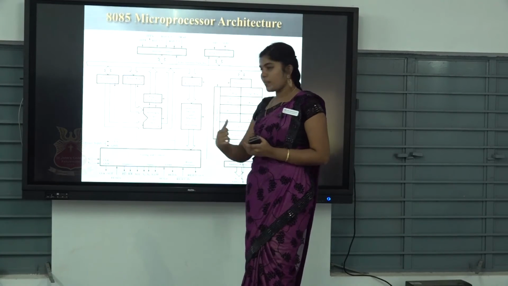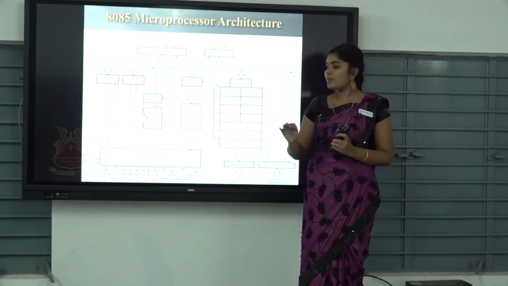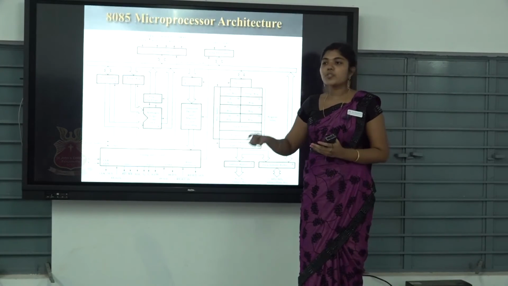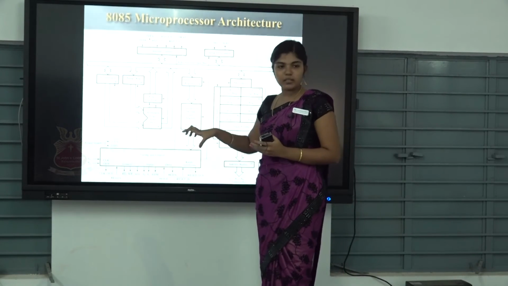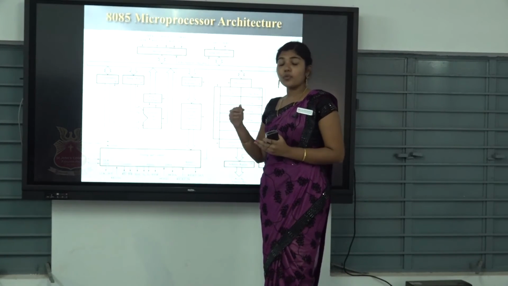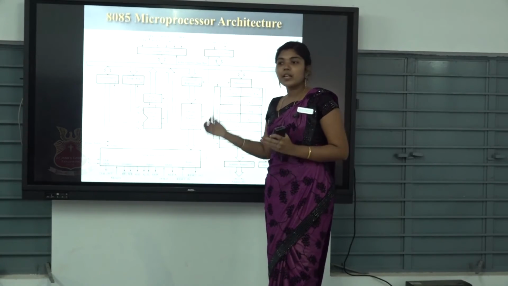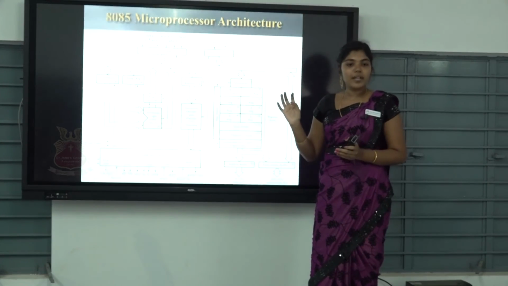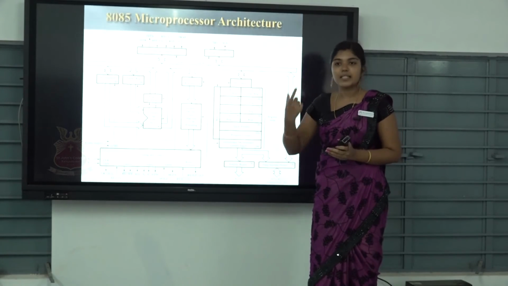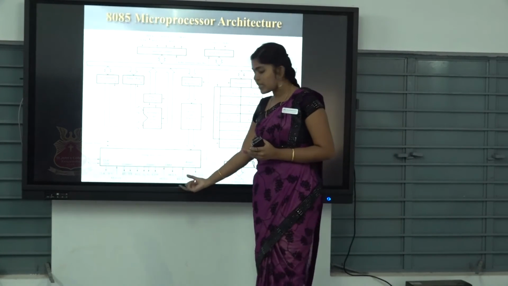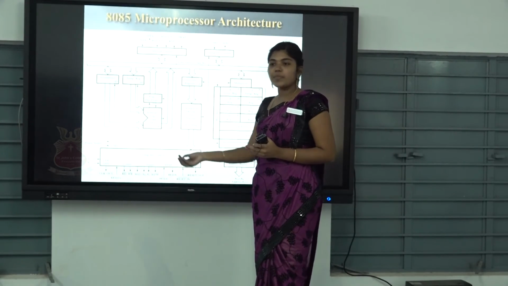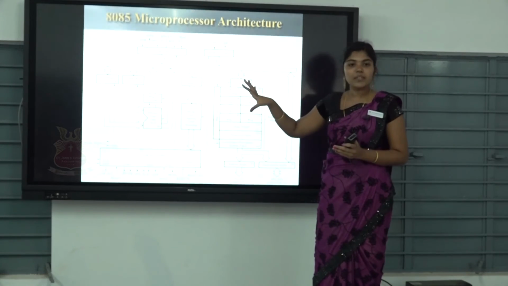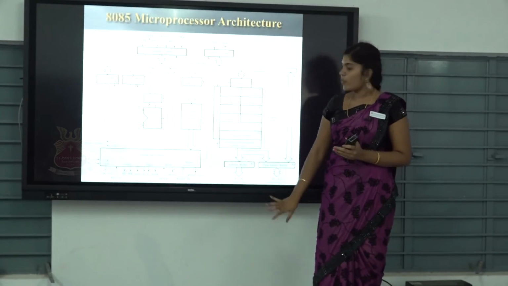Next one is the reset pin. The reset pin is also activated by an external key. If you use the reset pin, it will suspend all the internal operation of the 8085 microprocessor. It will be reset. These are the reset in and reset out pins, which are used to suspend the total internal operation of the 8085 microprocessor.